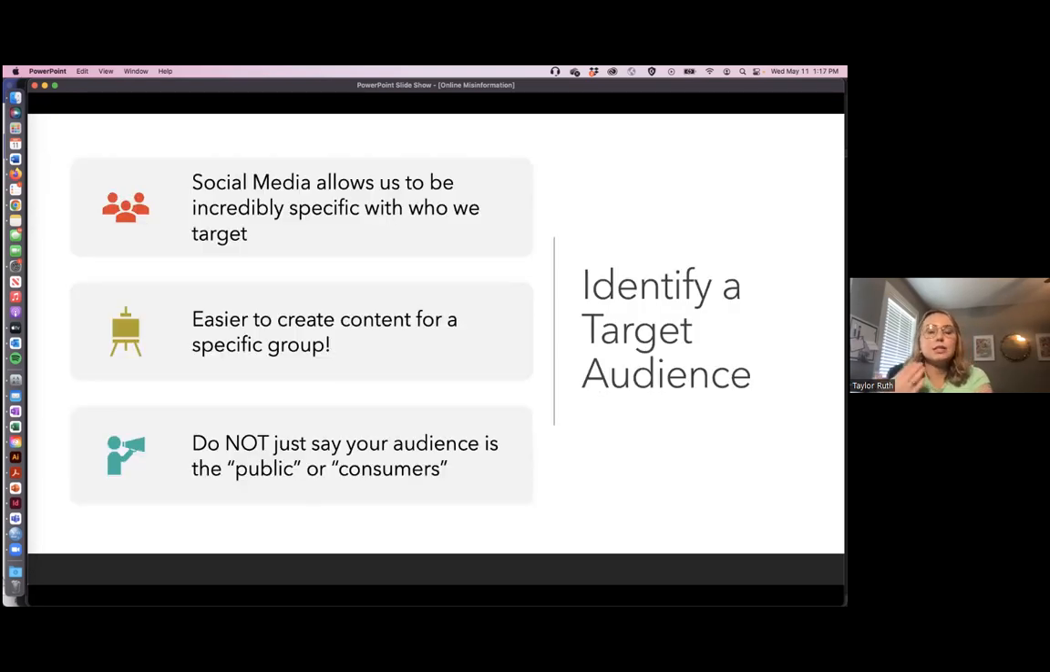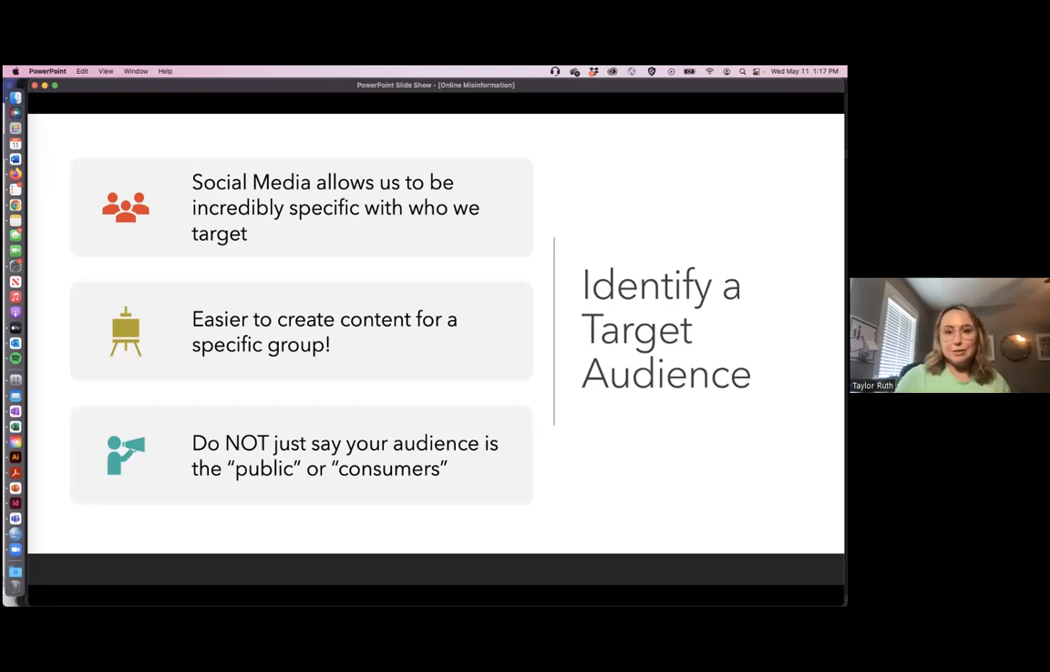But then getting into identifying your target audience. With social media, you can be hyper specific with who you are trying to target and who you are trying to reach, which I think is really great because it allows you to create really specific content for those groups of individuals to make it really tailored towards their own needs and their own questions and their own beliefs.